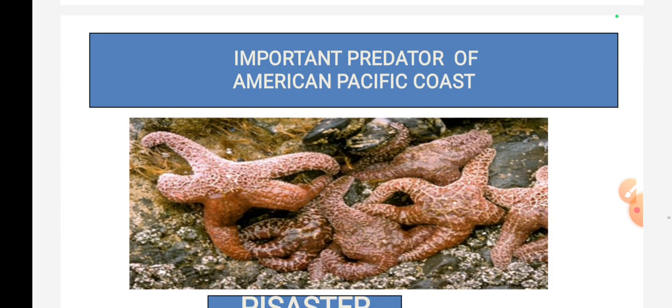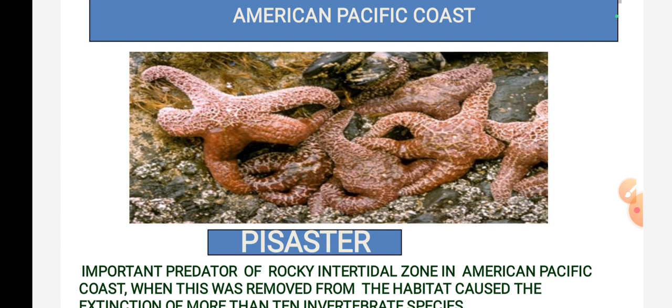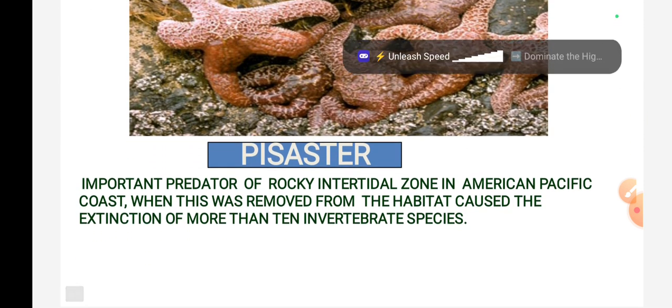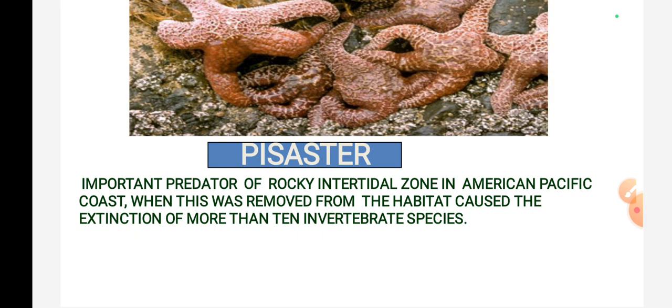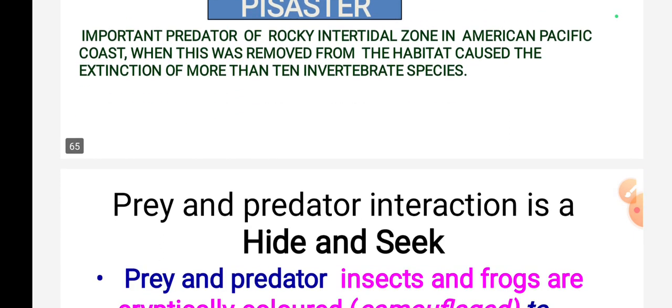Then an important predator of the American Pacific coast, Pisaster, is an important predator of the rocky intertidal zone on the American Pacific coast. When this was removed from the habitat, it caused the extinction of more than 10 invertebrate species.